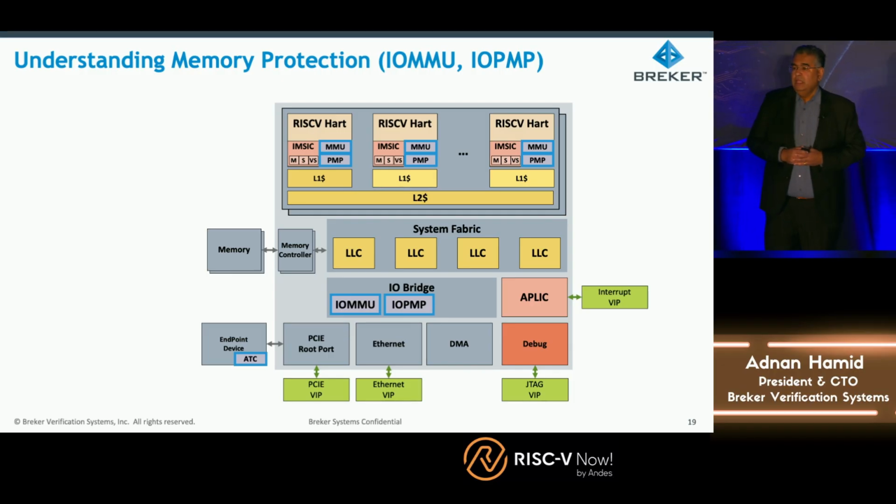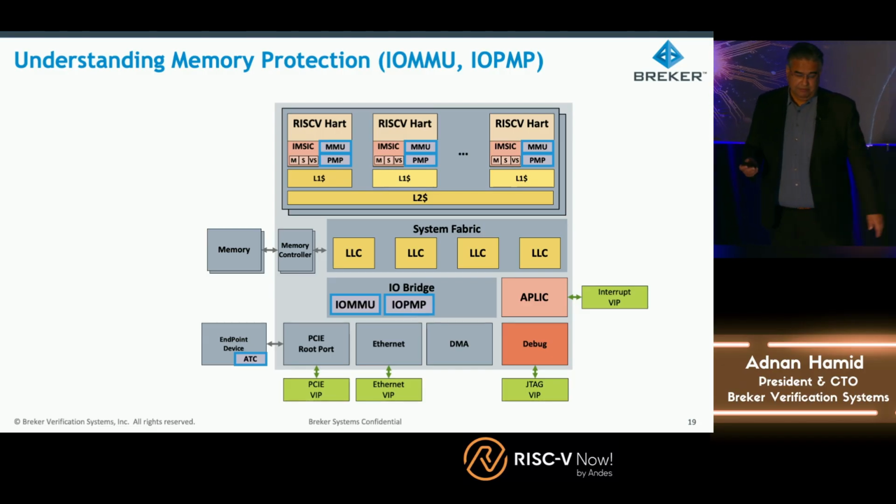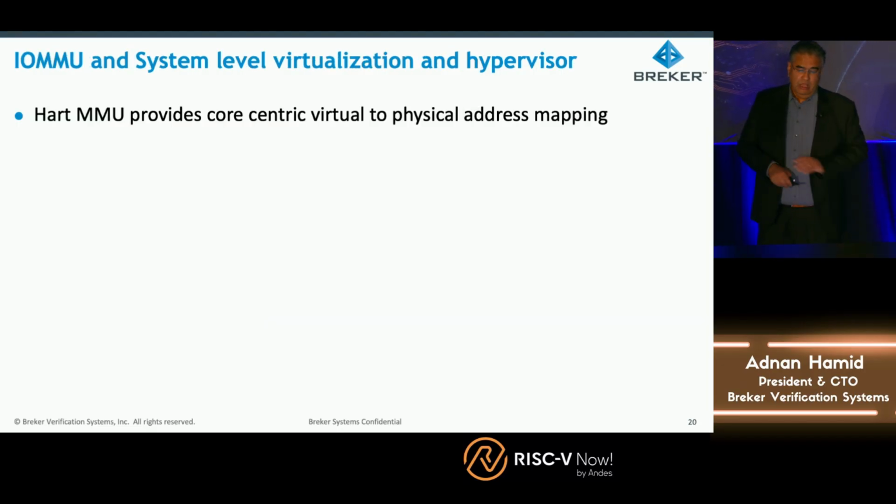Okay. Let's talk a little bit about memory protection, right? The IOMMU and the IOPMP. So we have memory virtualization, right? Software wants to think about all the memory in the world existing, but some of it may be paged out, paged in. This is all done with virtual memory. We're used to this. And now we talk about hypervisor, where there's two levels of mapping so that you can have a guest OS running on your local machine.